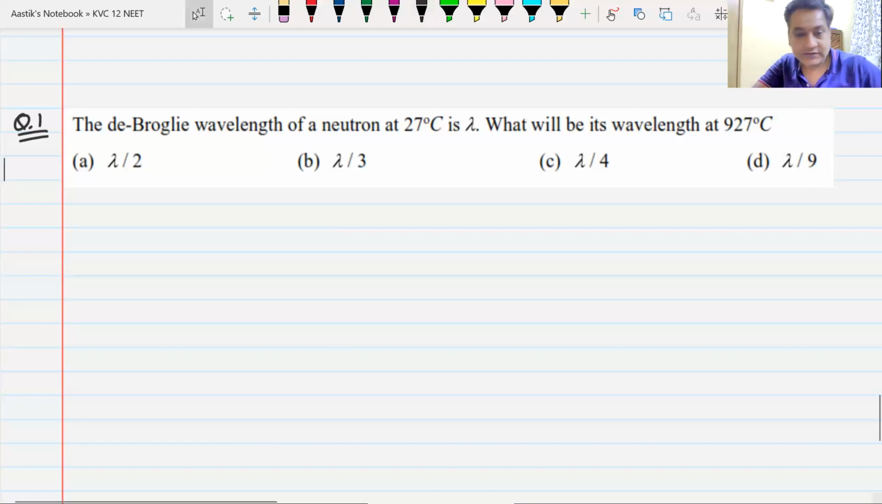Question number 1. I'll give you 2 minutes to solve this. Remember, capital T should be in the absolute scale, Kelvin scale.